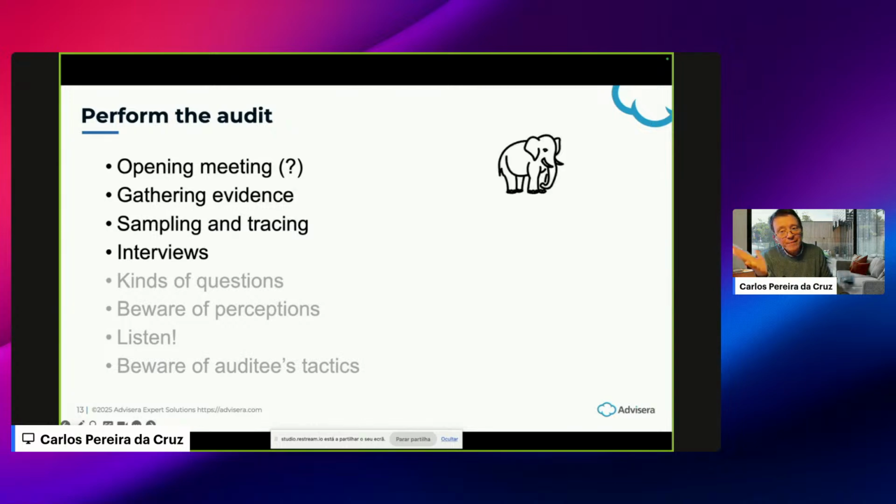And remember, elephants have memory. Auditors take notes. I use codified symbols to remark things and different colors for different audit days. This allows me, when I'm preparing the report, to navigate more easily. Be aware that there are different kinds of questions: open, probe, closed, hypothetical.